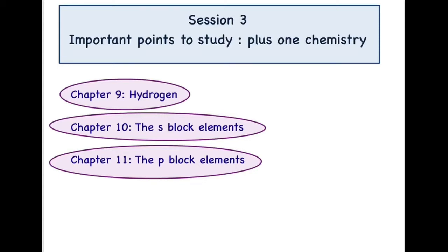In the third session of the series, important points to study for the +1 chemistry examination, we will discuss 3 chapters. Chapter 9, hydrogen. Chapter 10, the S block elements. Chapter 11, the P block elements.